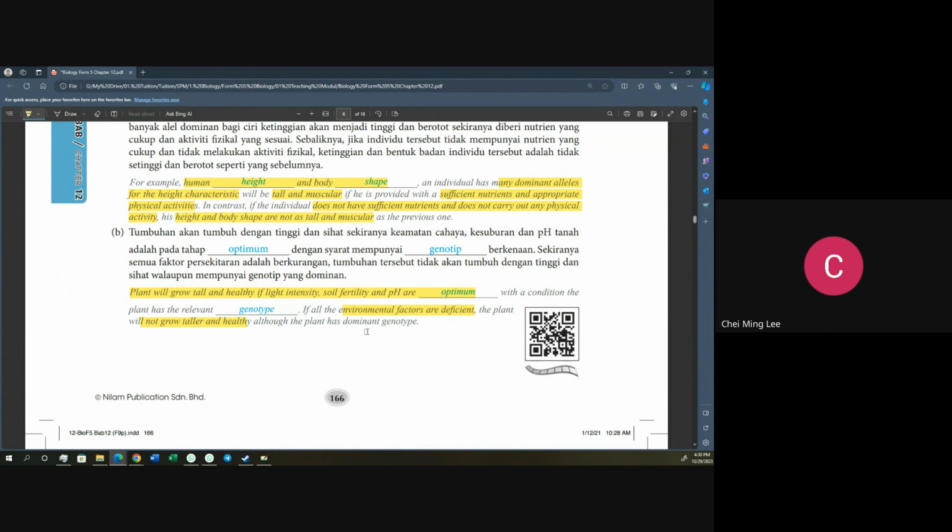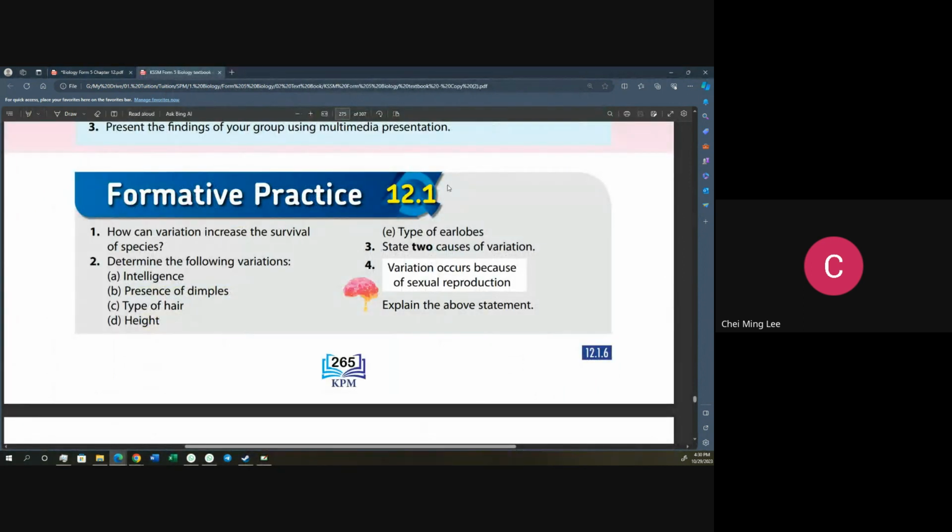So any questions? No? Okay, if no, try to do these questions, exercise 12.1. Alright, please do this. Then please let me know.